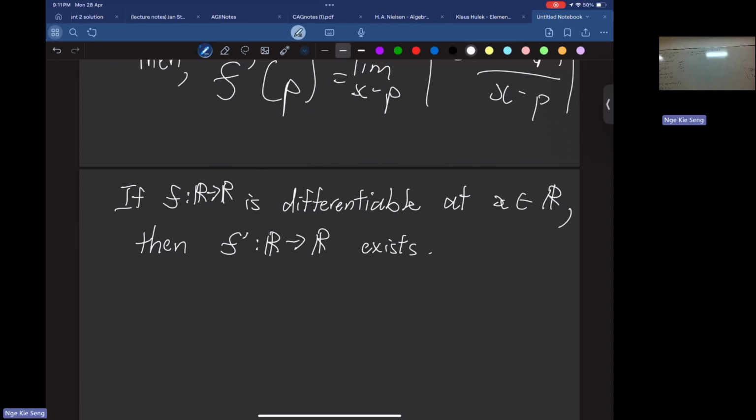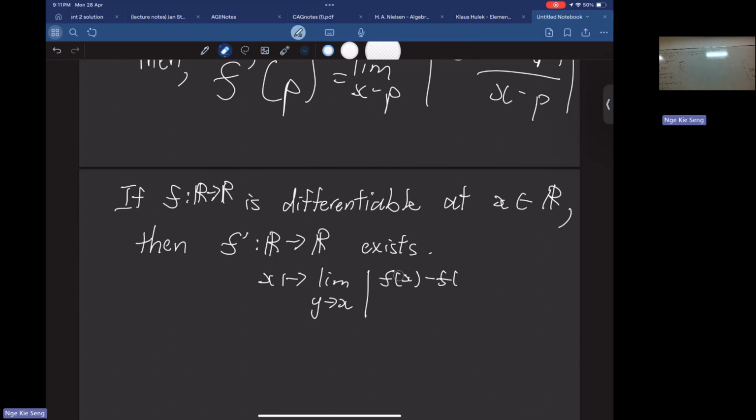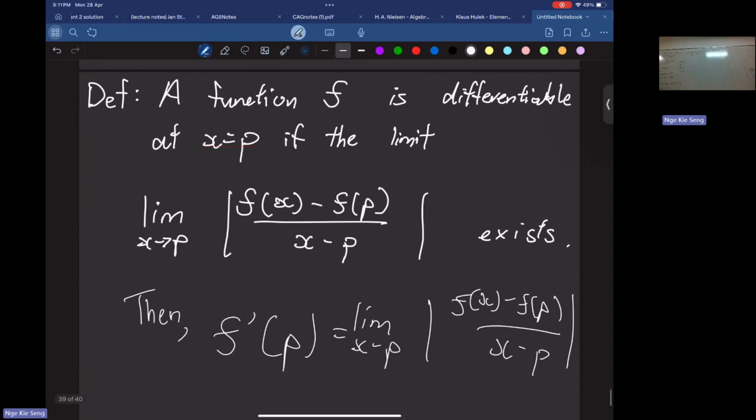Okay, so what does it mean here? What's this function doing? I give you one x, you tell me this limit here. Okay, so let's use another function. It doesn't matter actually because we put the absolute value already. This is a perfectly good function. So you ask whether this f prime is differentiable or not.